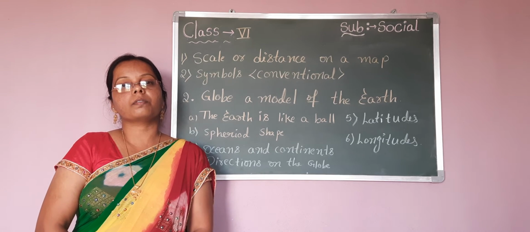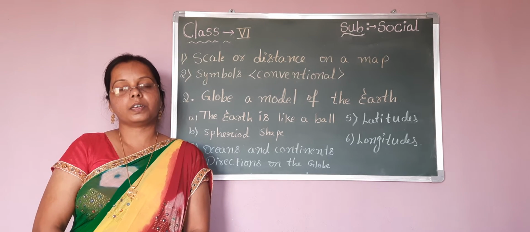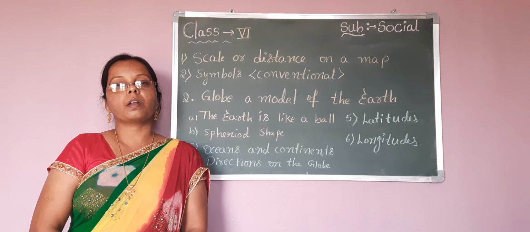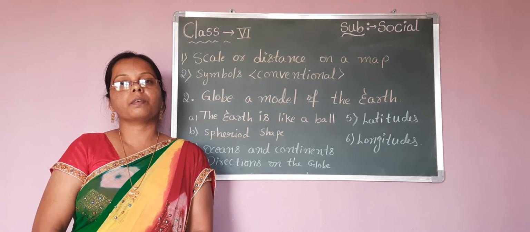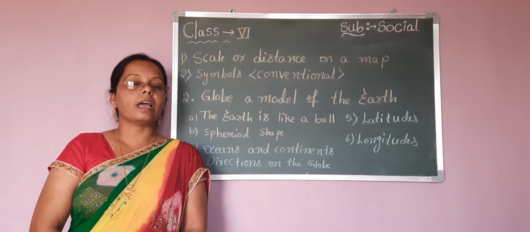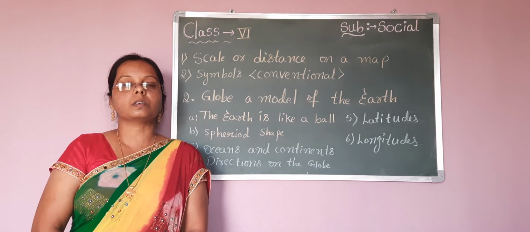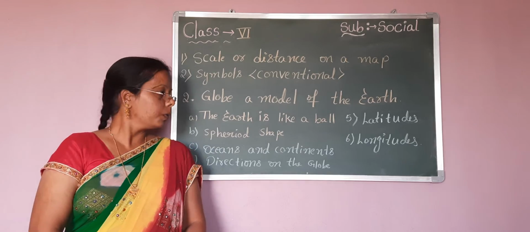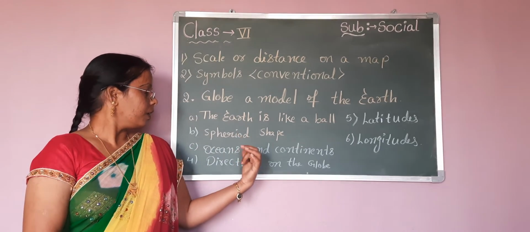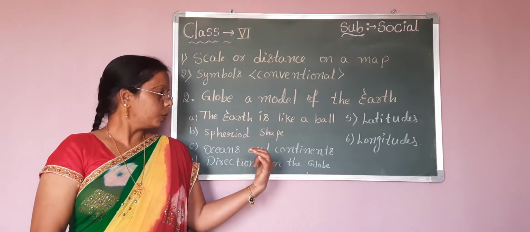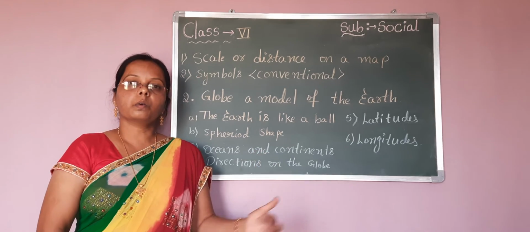The equator is one of the largest latitudes. We have around 181 latitudes. These latitudes are imaginary, horizontal lines drawn on the globe. So, next, now we have to go to oceans and continents.